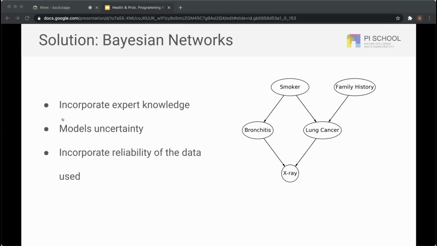When it comes to incorporating prior knowledge, you can maybe assign probabilities for being a smoker in the population of interest, and also use your expert knowledge or previous studies to assign lung cancer probabilities given the person is a smoker. You can model different probabilities like X-ray results being positive while the person has lung cancer. You can also model unreliability in the data, such as getting a positive X-ray result while the person has no disease at all.